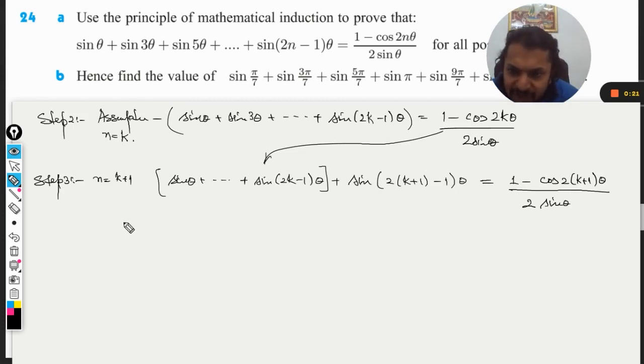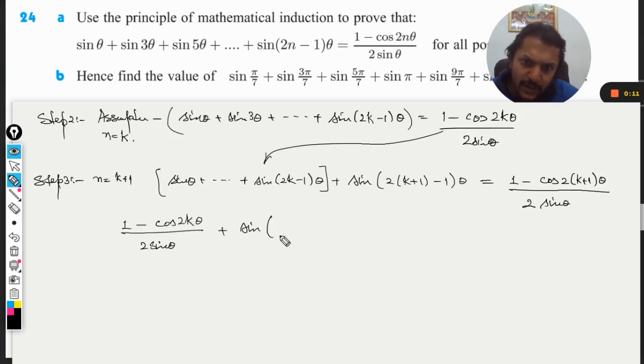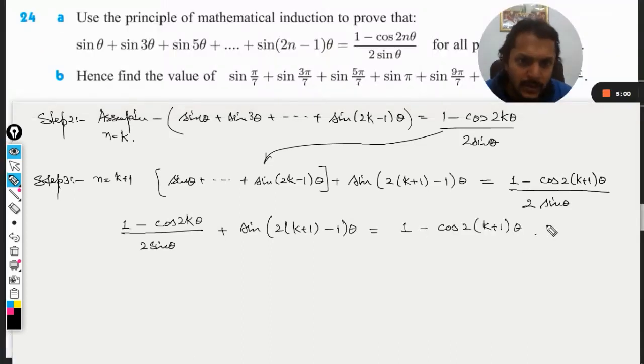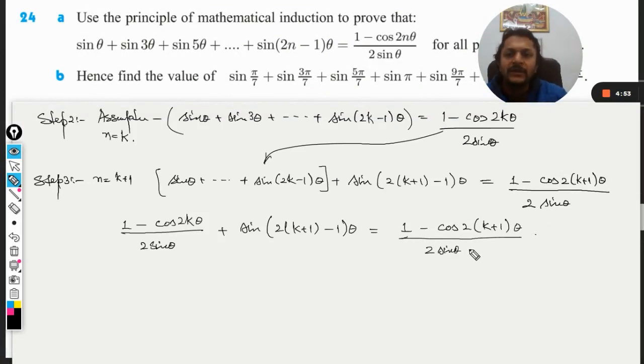So I can rewrite the equation as (1 minus cos 2kθ) divided by twice of sin θ, plus sin of (2(k+1) minus 1) into θ, is equal to... this divided by twice of sin θ.